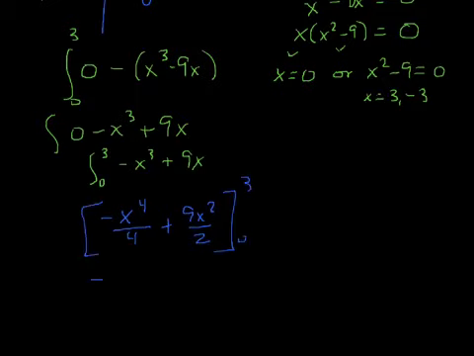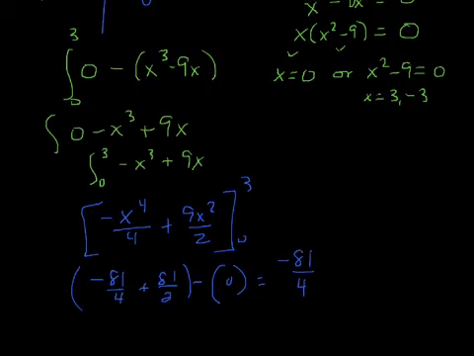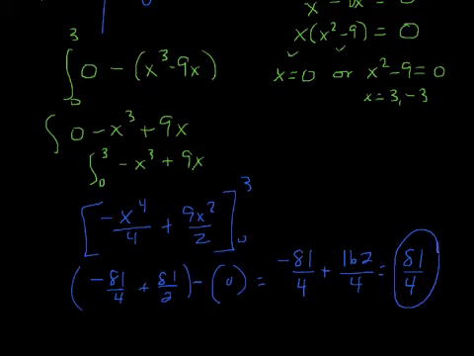When you plug in 3, you get negative 81 fourths plus 81 halves. Subtract what you get when you plug in 0. When you plug in 0, you get 0. So now you've got to get a common denominator. So you have negative 81 fourths plus, looks like 162 fourths. So that gives me 81 fourths for a final answer. And that's it. That's number 4.